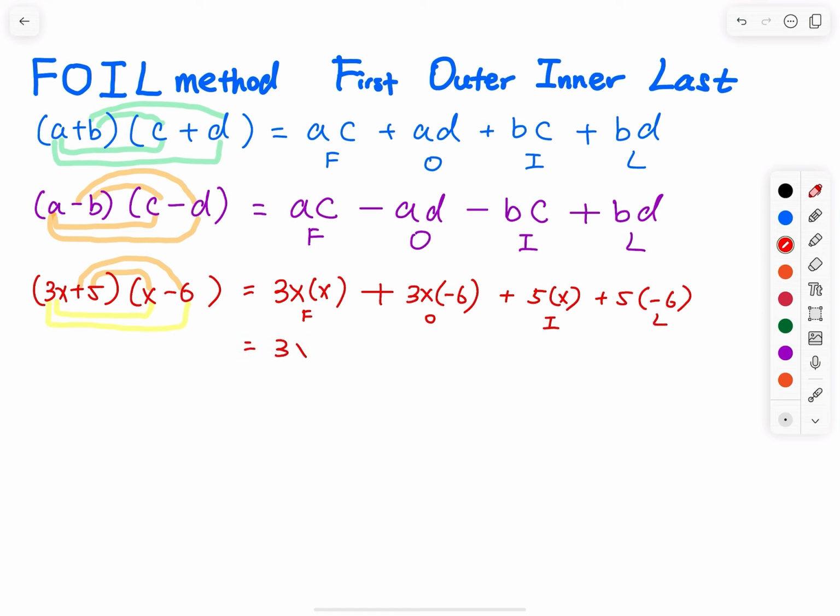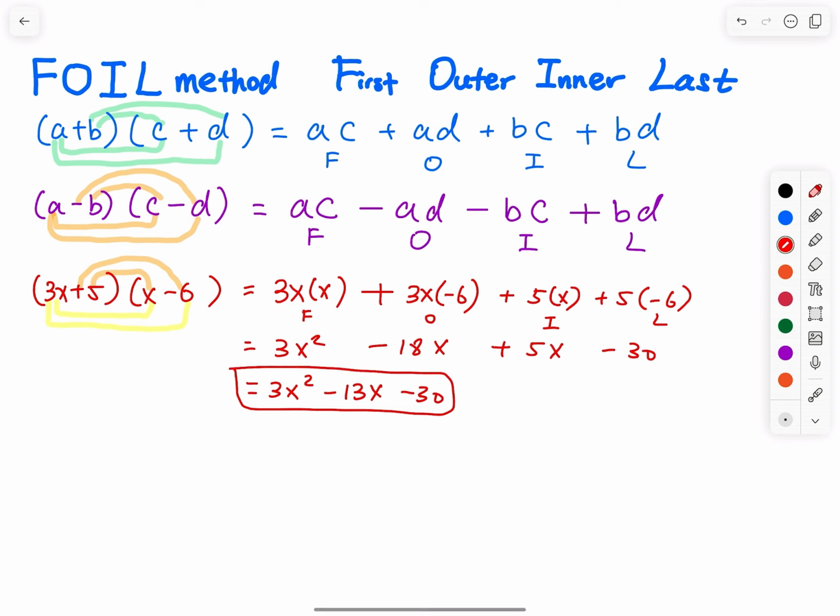You have 3x squared plus, oh, it's not plus, it's a minus 18x plus 5x minus 30. Clean up the two like terms in the middle. You have 3x squared minus 13x minus 30. You can box that. That is your final answer.